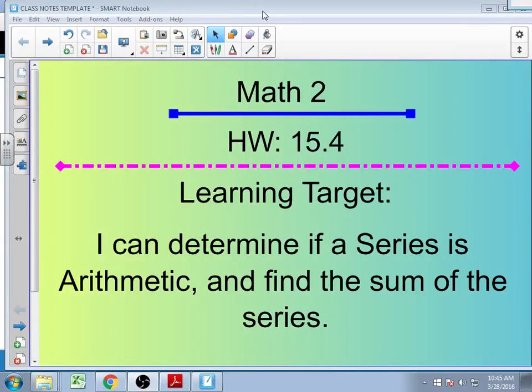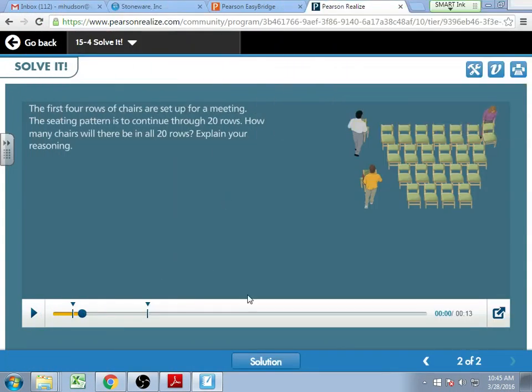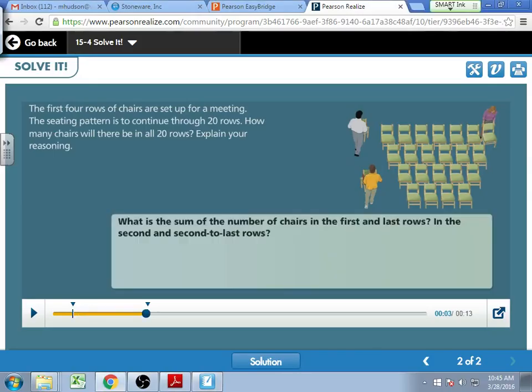Arithmetic series, we're constantly getting larger by some kind of addition property. So check out these rows of seats that we're setting up. A lot of you set up seats in formation and those different things. We see 4 in the first row, 5 in the next row, 6 in the next row, 7 in the next row. So if we've been asked to set up 20 rows of chairs, how many chairs will there be in all 20 rows?